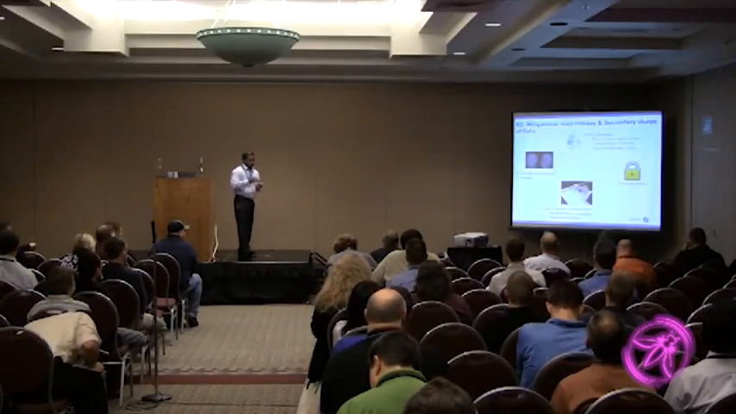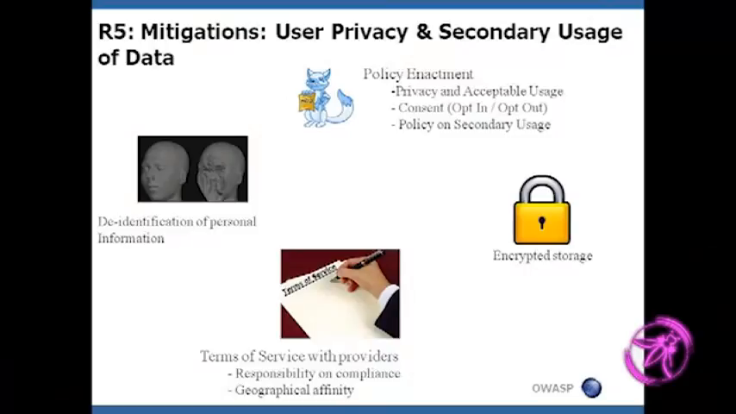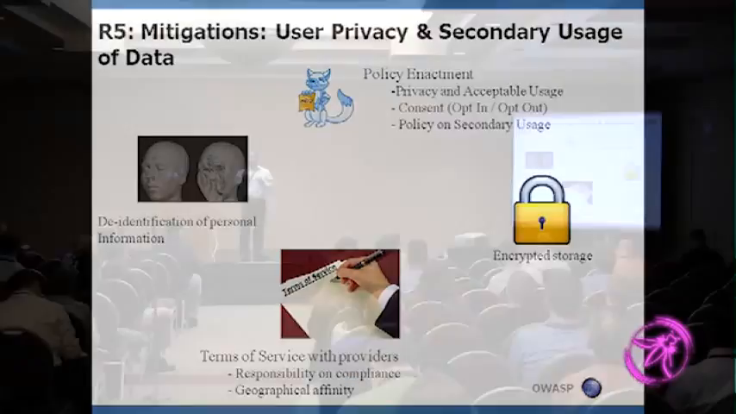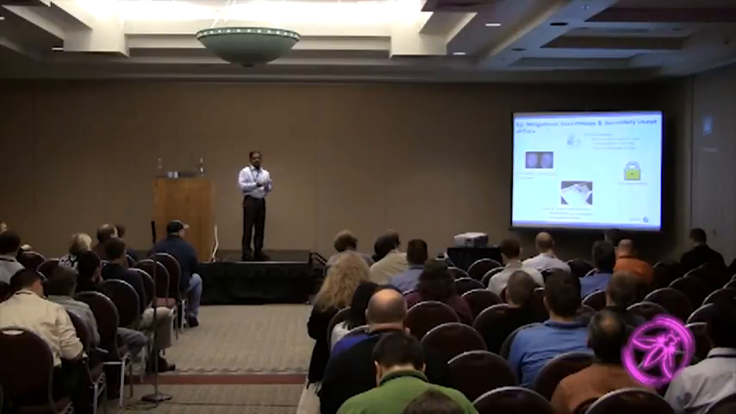Again, the mitigation is that the cloud consumer needs to work with the cloud providers to come up with a policy on how the data is used, that the data should not be used in ways that could impact the cloud consumer. Data is encrypted, personal information is de-identified, and so on. And the main thing is consent: whether the user wants to opt in for that kind of data mining or secondary usage of the data, or whether they could opt out of that kind of secondary usage.